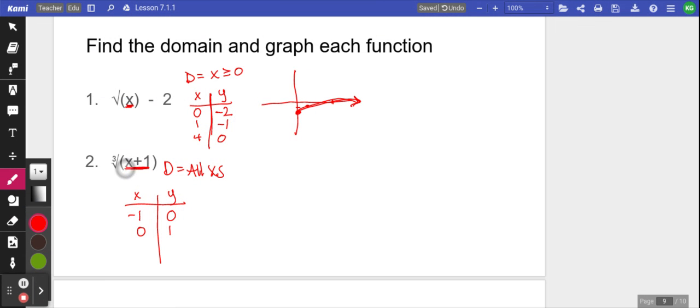And then I'm going to use the next cube root I know, which is 8. So to get to 8, I'm going to use 7 because 7 plus 1 is 8 and the cube root of 8 is 2. I probably could have picked another negative, it probably would have been better, but we'll just do this. So -1, 0; 0, 1; and 7, 2. And I know that it's supposed to be this S shape because it's an odd root. And that is that.